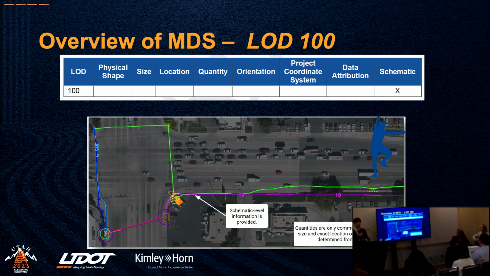This is basically anything schematic. It might not be tied to the coordinate system. The example we have here is some ATMS, so it's just line work. You can see how things correspond to each other, but you can't really get accurate quantities. You can't really use this to actually build anything, but it does give you a little bit of information.